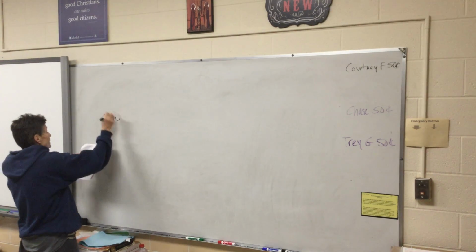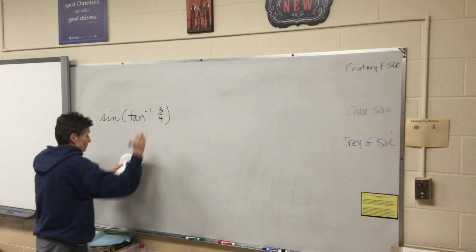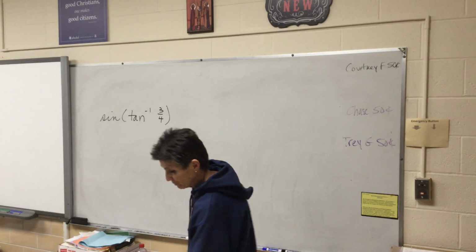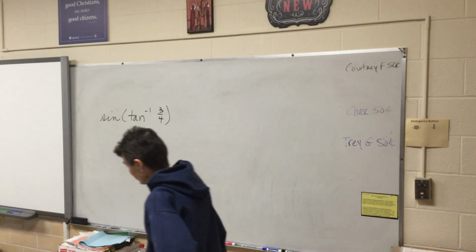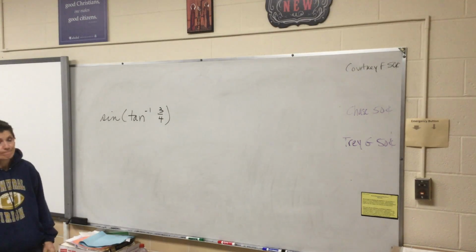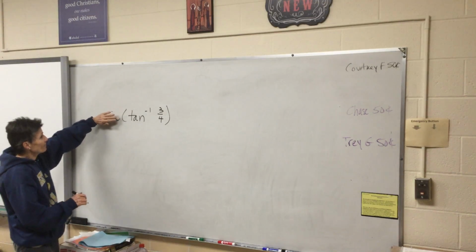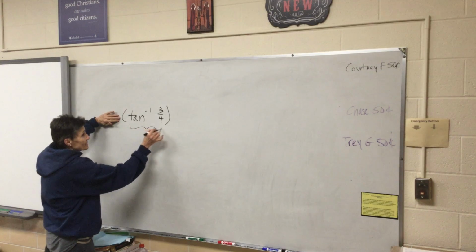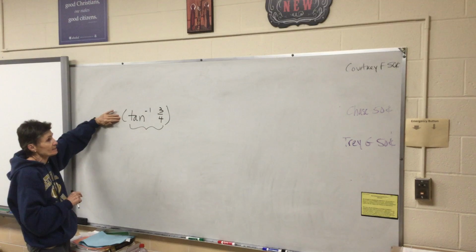So sine of tangent inverse 3/4. Find the exact value. Exact value means no calculator. So I'm going to pretend for a moment that this isn't here. I'm going to do what I always do, and that is start inside the parentheses. That's what we do in math. We start inside the parentheses.